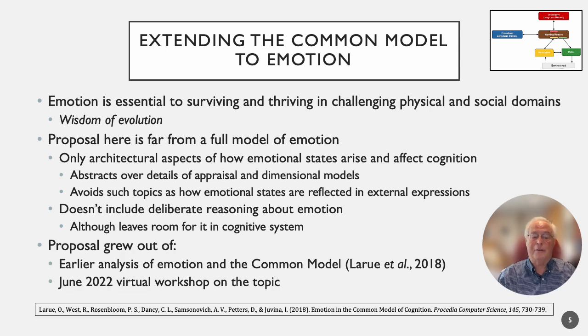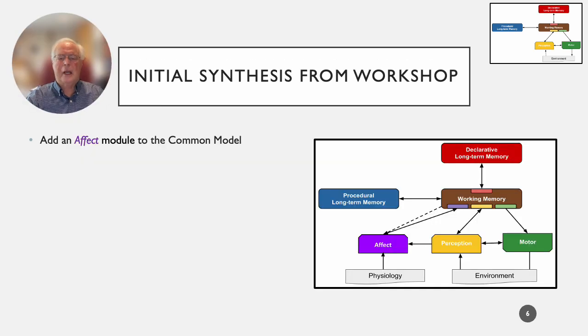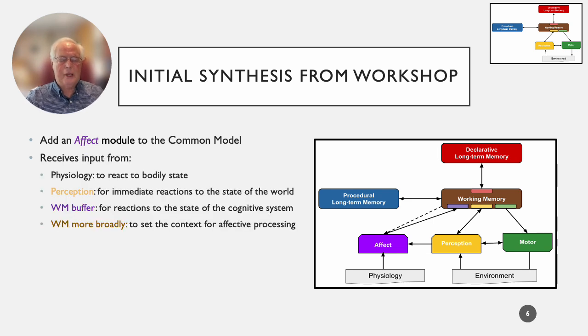The proposal grew out of an earlier analysis of emotion and the common model, and also out of a virtual workshop on the topic held back in June of 2022. An initial synthesis came out of the latter part of that workshop that included adding an affect module to the common model. This new module receives input from physiology to react to bodily state, from perception for immediate reactions to the state of the world, from a dedicated working memory buffer for reactions to the state of the cognitive system, and from working memory more broadly to set the context for affective processing.